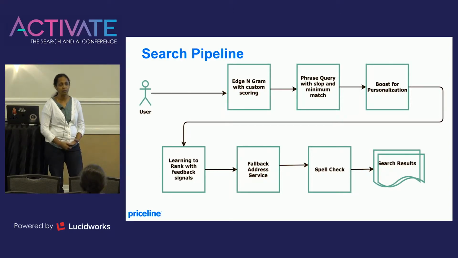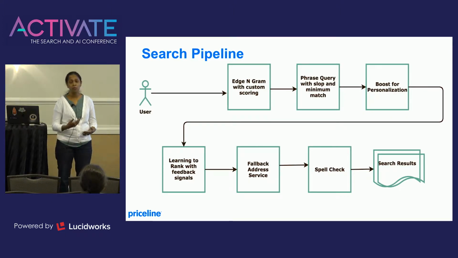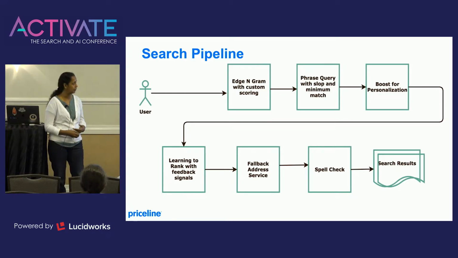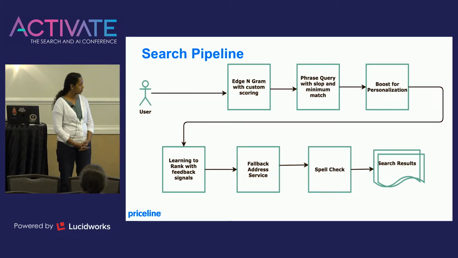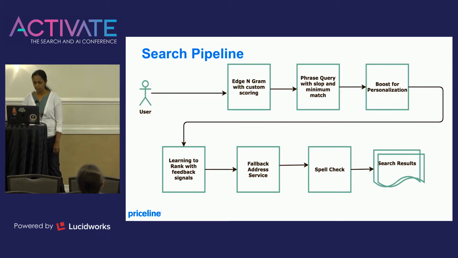So for example, if somebody is searching for an address, a rental location that is closer to their home address, then we don't typically index all the addresses. So it goes to a fallback address service, and that gives back the closest lat long, and then we do a geospatial search on top of that to render the results. So this is typically the search pipeline.